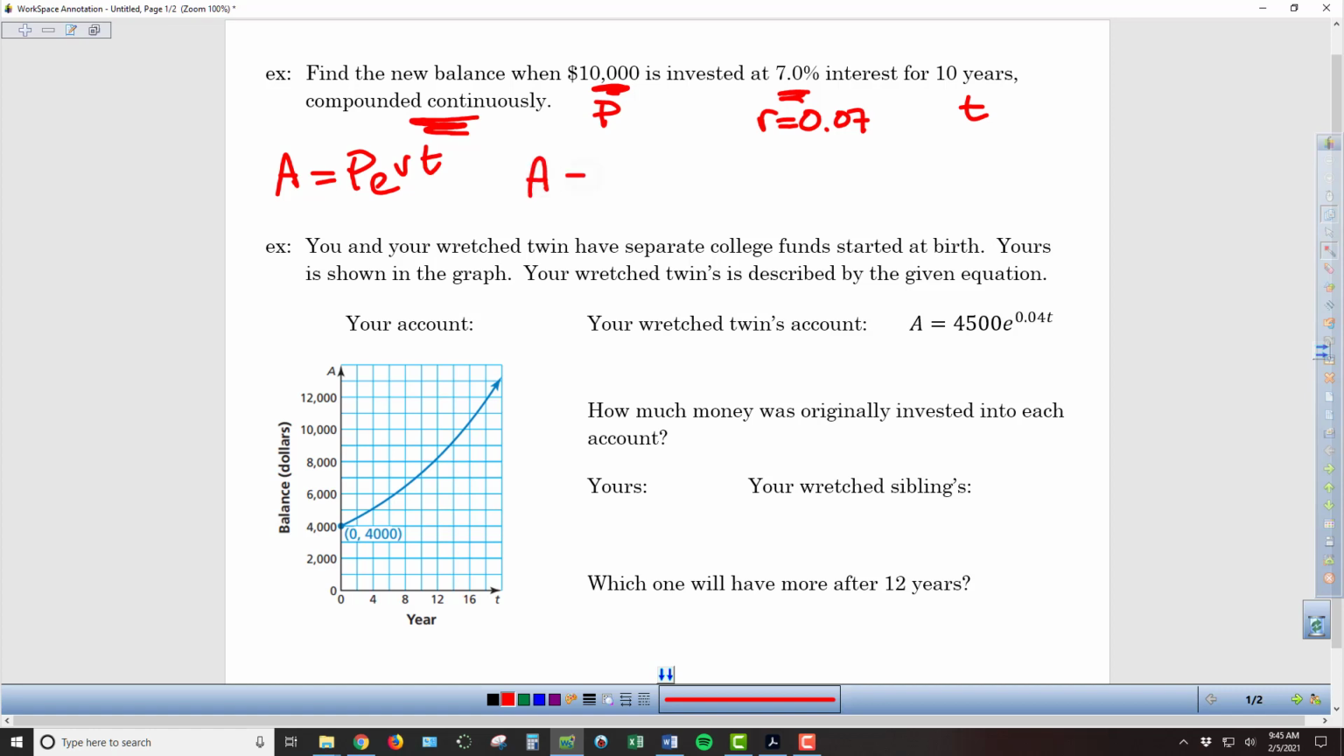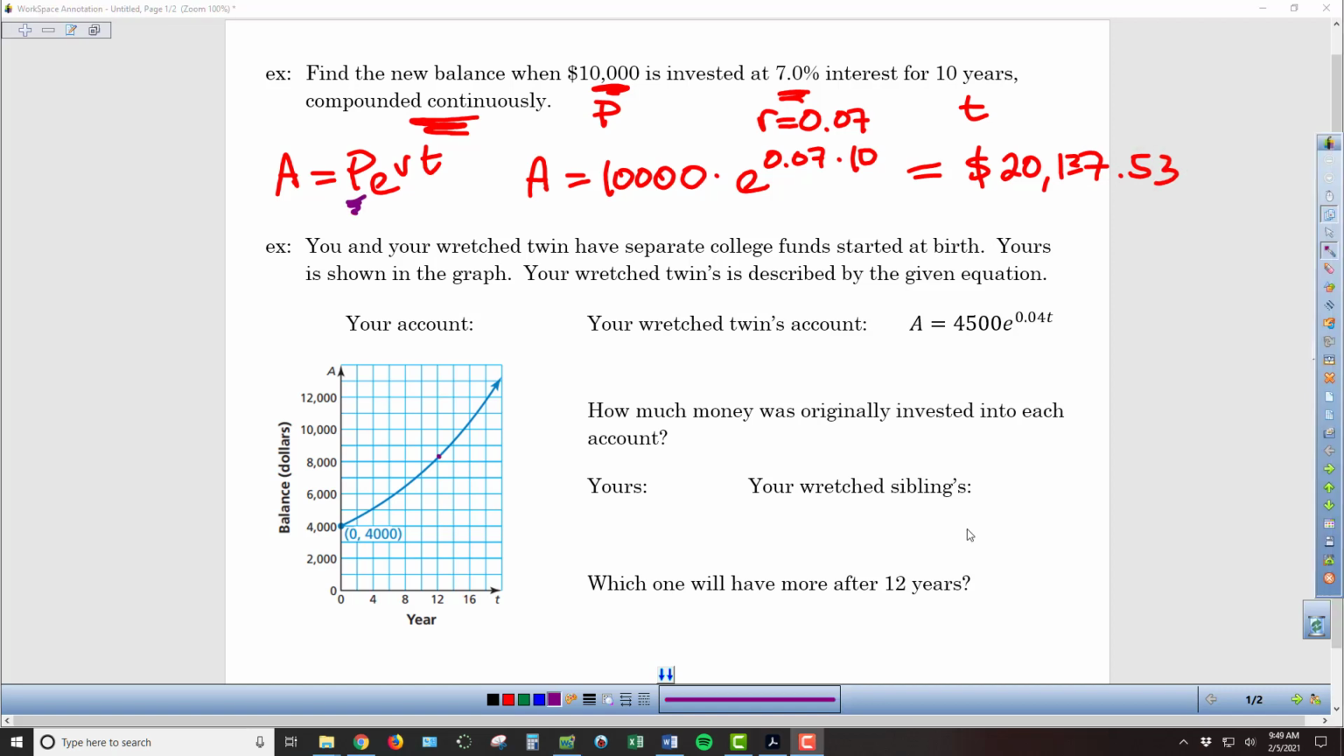So in our equation, we're going to have 10,000, the original amount, times e to the 0.07 times 10. And so we're just in button pushing territory on our calculator. If we multiply that out, rounding to the nearest penny, as we should for dollar amounts, we've got $20,137.53.